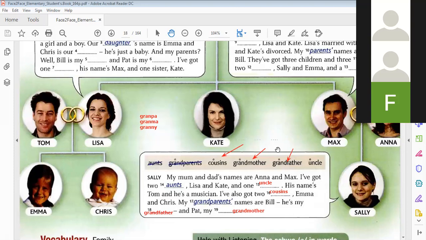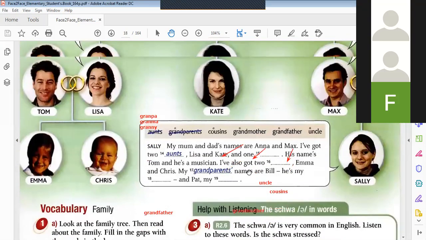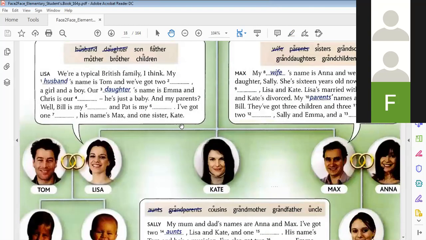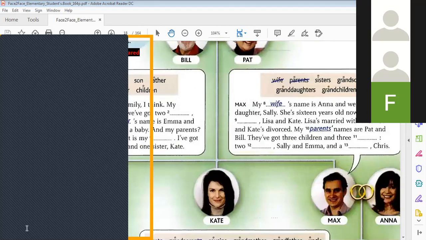Okay, so now I think there's a listening we can check our answers. Let me see if there's listening. Listen and check your answers. Okay, very nice. So we can listen to the story from the beginning, and we can also check our answers. So we can go to Lisa first. Let's listen to her and then we can check. Okay, let me take you to the CD.